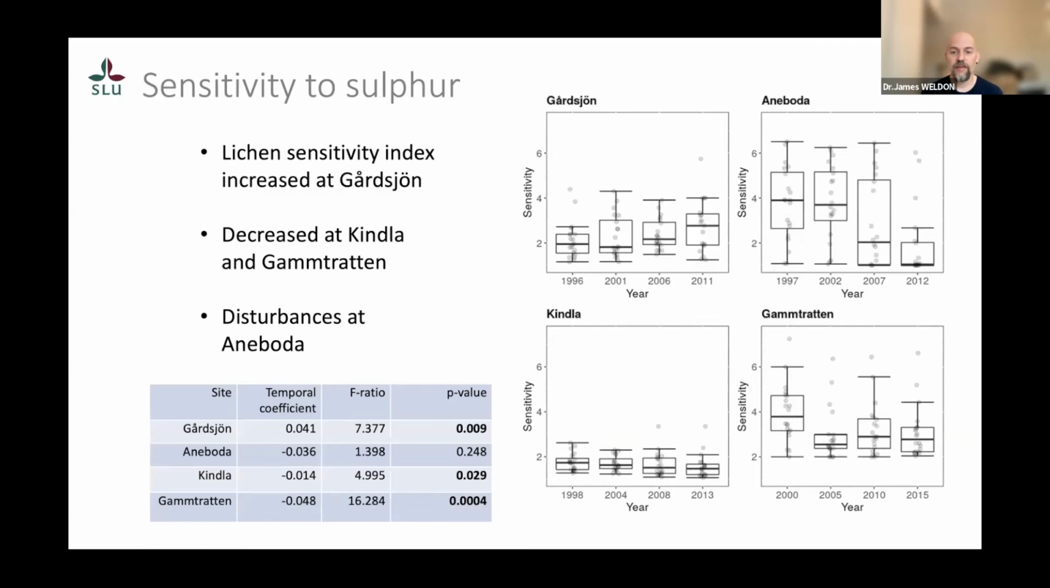So, sensitivity to sulfur. We can see that, as we were expecting, the mean sensitivity of the community present at the most polluted site, Gårdsjön, has increased over time, in line with our expectations with reduced deposition. But we also see that it's declined at Kindle and Gamtratten, which are sites with low deposition. So this was a little concerning, that our supposedly pristine northern site shows decreased levels of sulfur sensitive species.